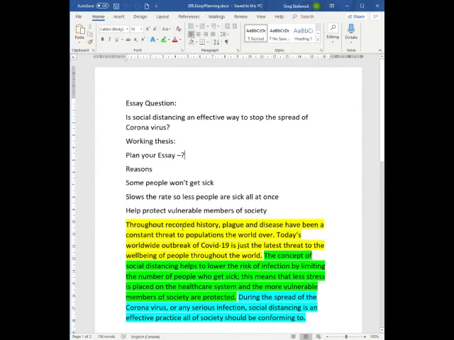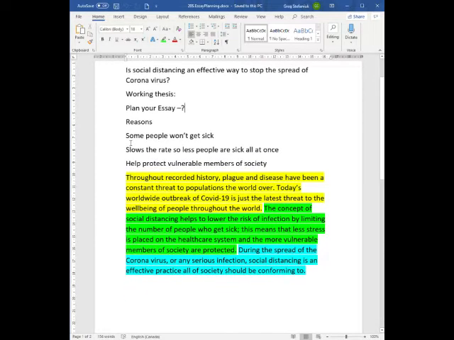Okay, on to the body paragraph. Body paragraph, let me see. I have my 3 reasons, 1, 2, and 3 over here. Some people won't get sick. Okay, some people won't get sick.